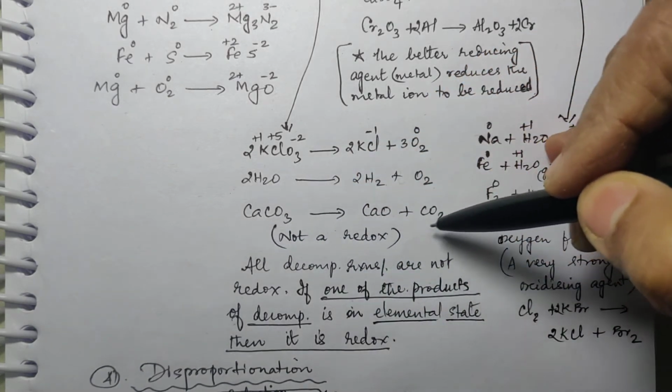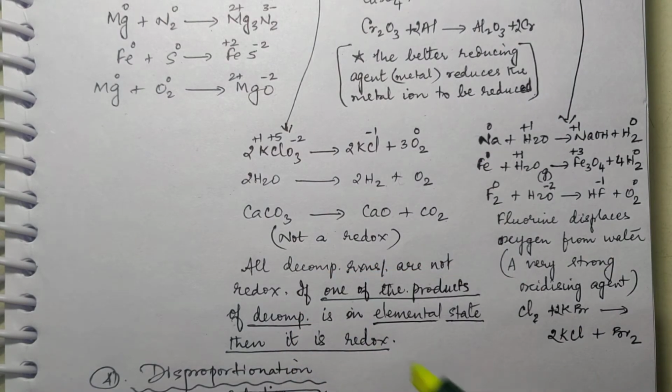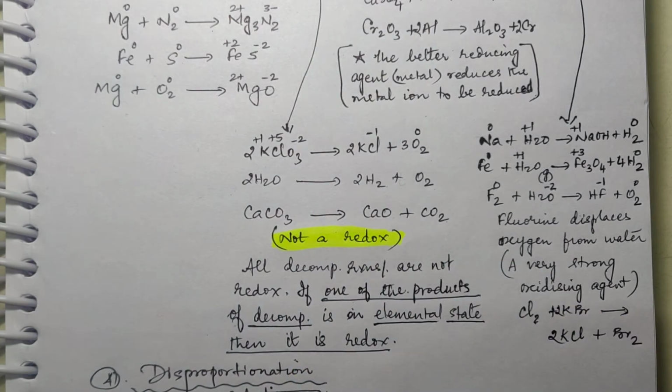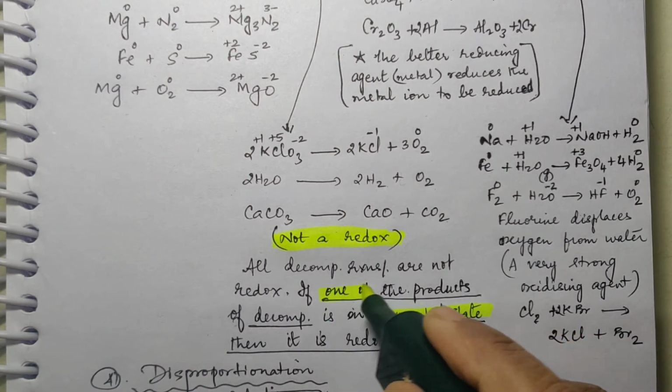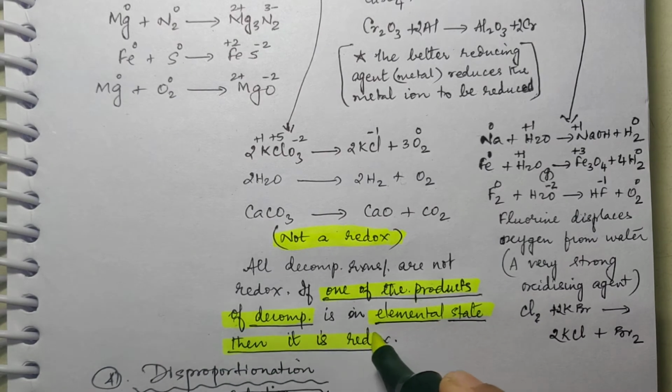This is of course a decomposition reaction, but this is not a redox reaction. Okay. Now why this is not a redox reaction? Now what is the condition? The condition is all the decomposition reactions are not redox reactions. So what is the condition? The condition is if one of the products of decomposition is in elemental state, then it is considered as a redox reaction. Okay, if one of the products of decomposition is in the elemental state, then only it is called as a redox reaction. Now, what do you find in the case of calcium carbonate?